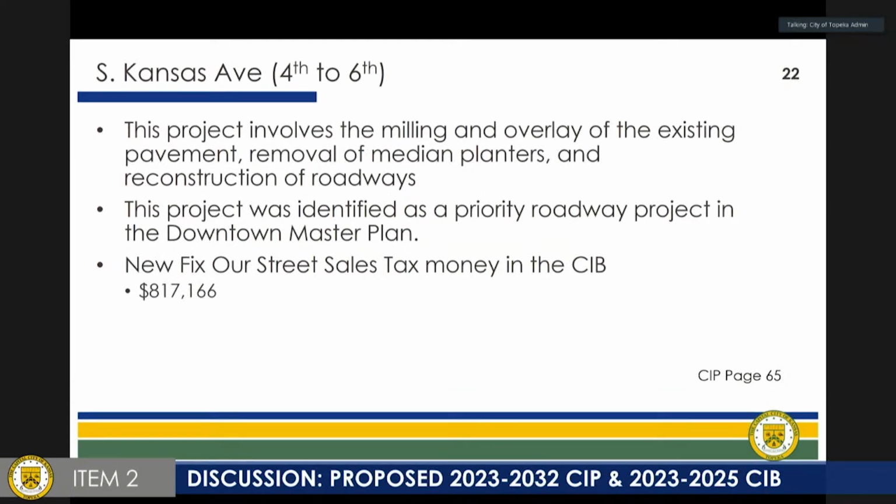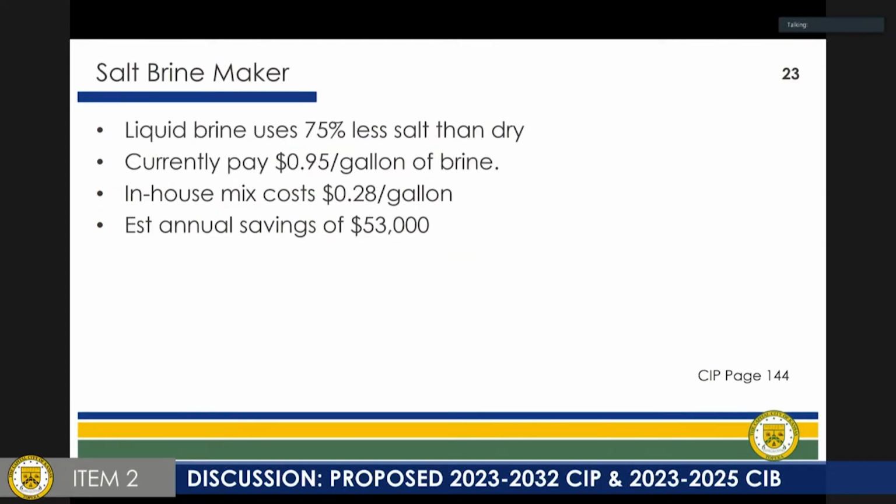New this year is South Kansas Avenue from 4th to 6th. That is a Fix Our Streets sales tax money project. A request this year for a salt brine maker. This has both ecological and economic benefits to the city.